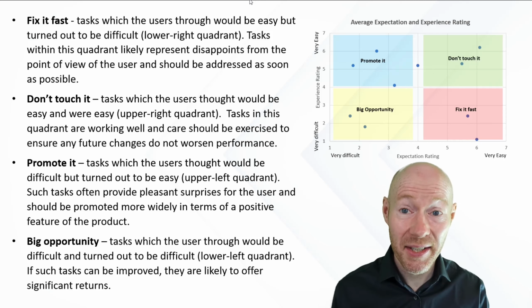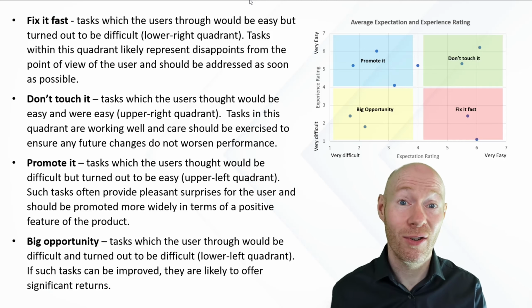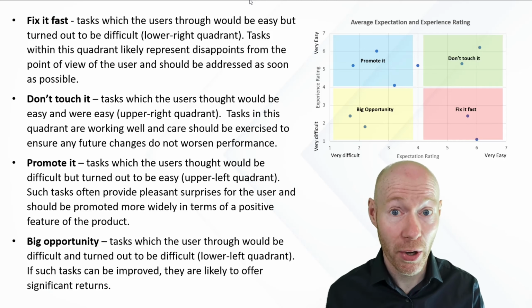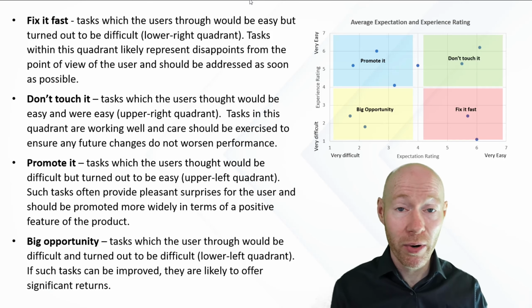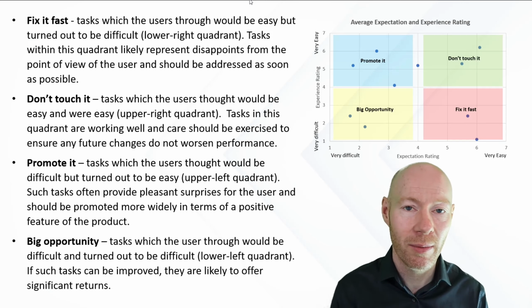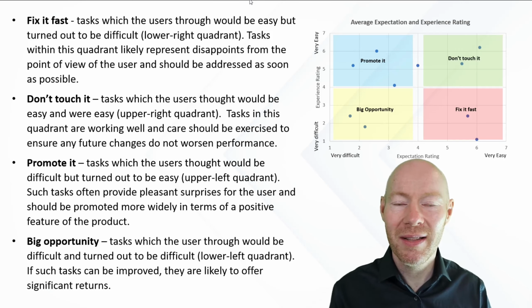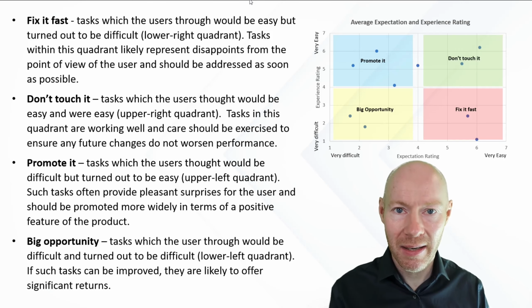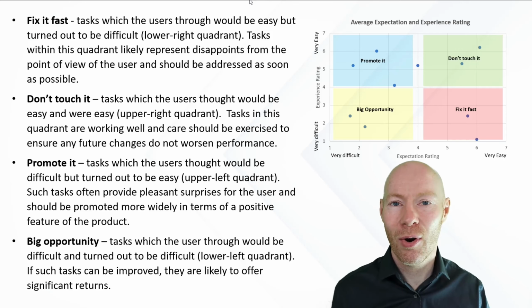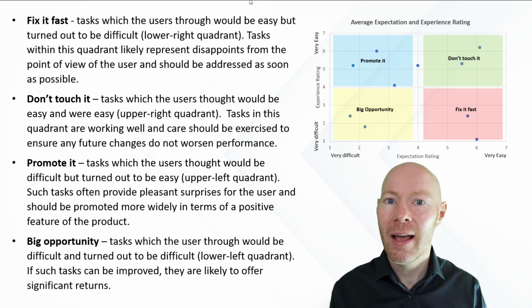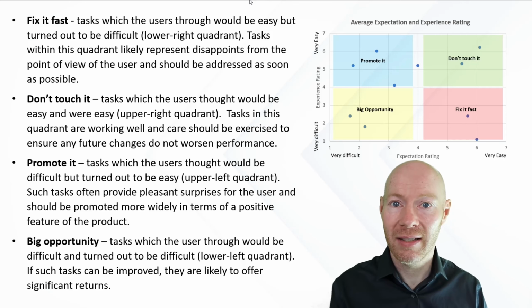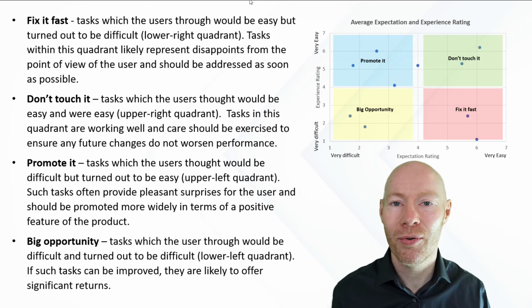The don't touch it category. So these are things that the user thought would be easy and turned out to be easy. That's fine. They're working. They're easy, and the user thought they were going to be easy. Don't touch it in the sense of, if we are making any improvements or modifications or changes to it, we have to be extra careful we don't inadvertently make it more difficult and change the happy quadrant that it finds itself in.